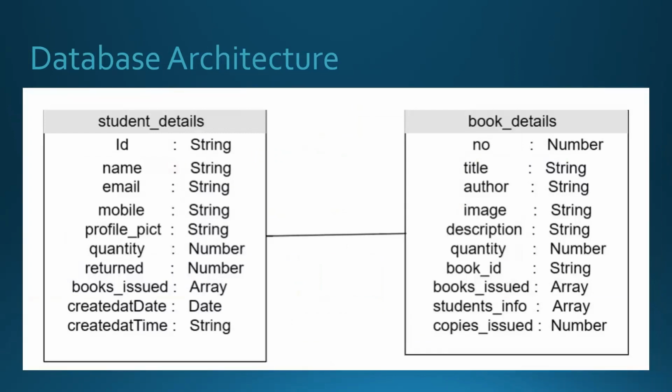It consists of 2 collections, namely student details and book details. In the database cluster, which is running on the AWS server AP Southeast 2, the student details consists of general student information like ID, name, email, mobile, profile picture. Whereas the book details collection consists of general book information like book ID, title, author name, description, and book image.